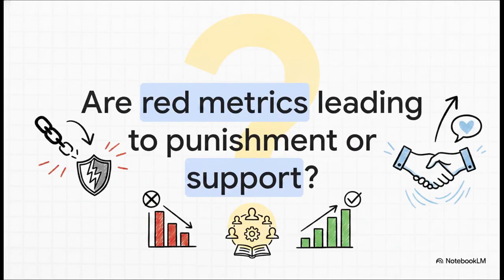Which brings us to the end of our explainer today. I want to leave you with a provocative question to really consider about your own organization. Are your red metrics leading to punishment, or are they actually leading to support? Team360 proves that if you build a system based on trust rather than surveillance, you can actually uncover the real issues holding your teams back.